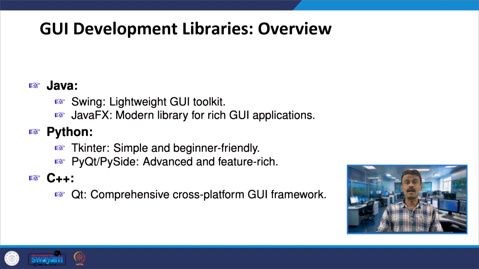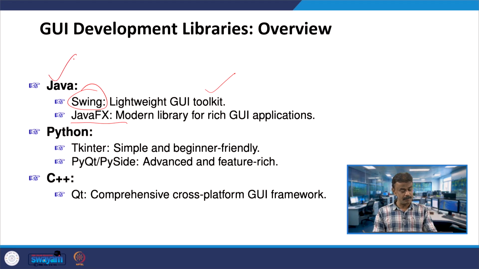So, now what are the GUI development libraries? If I take Java, I have Swing and JavaFX. Swing is a lightweight graphical user interface toolkit, and JavaFX is a modern library for rich graphical user interface applications. Then Python: in the case of Python, you have Tkinter, PyQt and PySide. When you want something simple and beginner friendly, we use Tkinter. For the advanced features, you use PyQt or PySide.